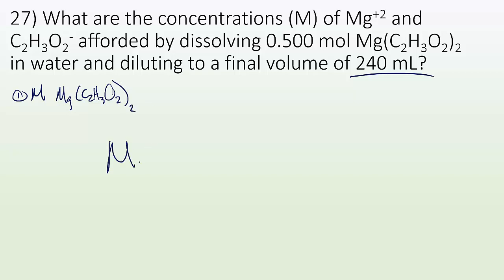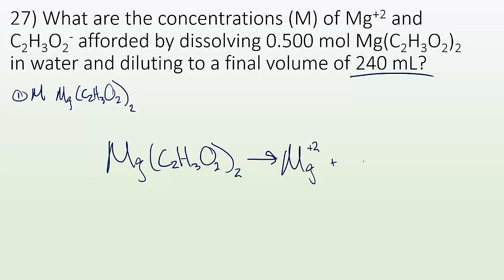I'm going to start with my magnesium acetate, which is 1 magnesium ion and 2 acetate ions. And it's going to dissociate when it dissolves. It's going to break up into an Mg 2+ ion and 2, because there's 2 acetate ions, so 2 acetate ions separately.